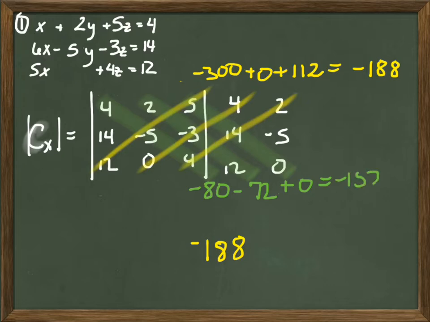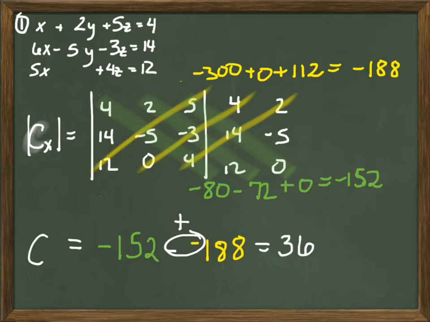So I do my down diagonals minus my up diagonals, and I get a negative 152 minus a negative 188, just adding that 188, and that gives me a total of 36. So my determinant for x is 36.